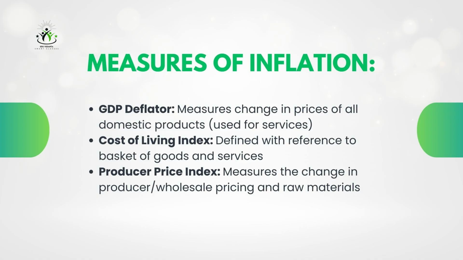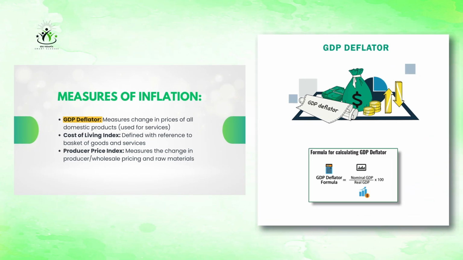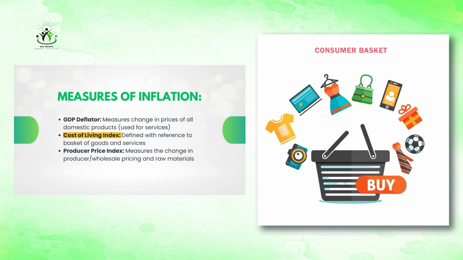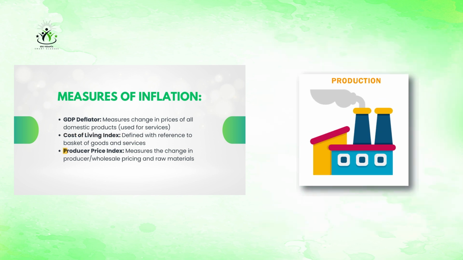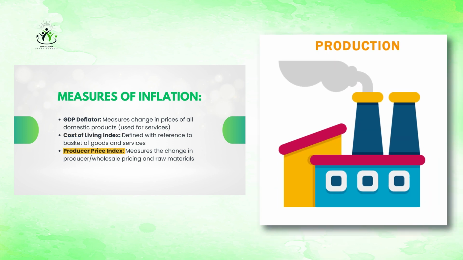Measures of inflation. 1. GDP deflator. The GDP deflator measures price changes for all goods and services produced in a country. It gives an overall picture of inflation in the economy. 2. Cost of living index. This index calculates inflation by tracking the cost of a standard basket of goods and services like food, housing, and healthcare. 3. Producer Price Index, PPI.